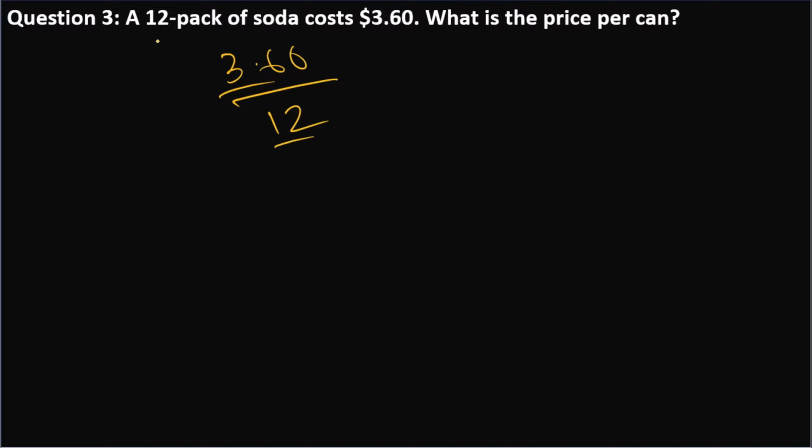Okay, so 30, so on the one packet price will be $0.30. If we multiply with 12, then we will get 3 times 12 is 36. Okay, so this is the 30 cent. 30 cent will be the price per can.